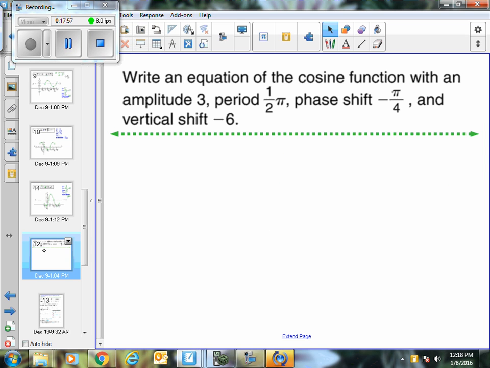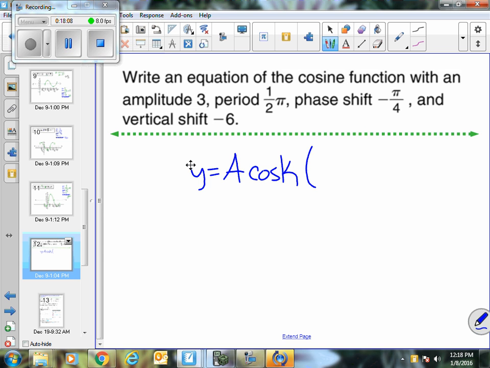Okay, last thing, just to do one more example of writing an equation, so just making sure we can get everything in there. This is a cosine function. So we have our amplitude, our k that tells us something about period. You can use x or theta for your angle, minus the phase shift, and then plus the vertical shift.